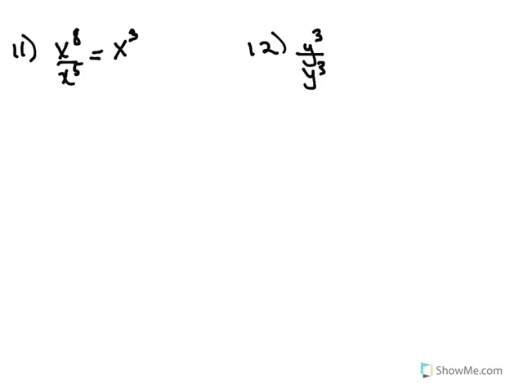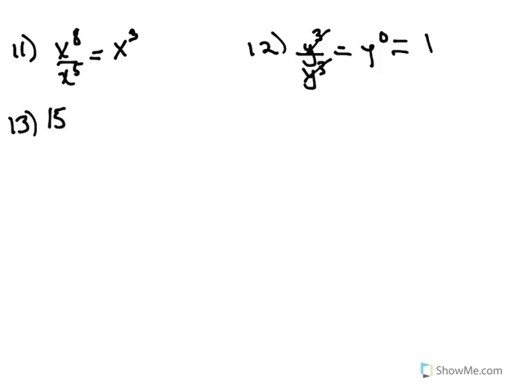So, I have y to the third divided by y to the third. I can think like, okay, 3 minus 3 is 0, right? And y to the 0 is 1, which means that any time I have two expressions the same at the top and at the bottom, I can cancel them and get the 1. Okay, so let's go to problem number 13.